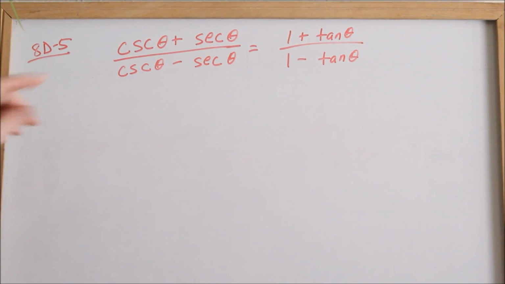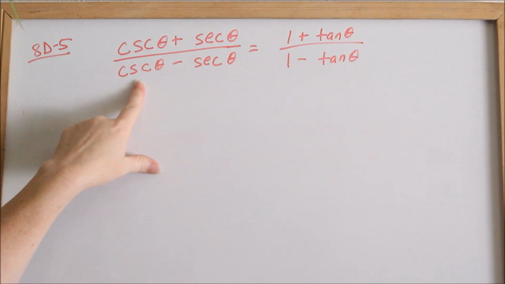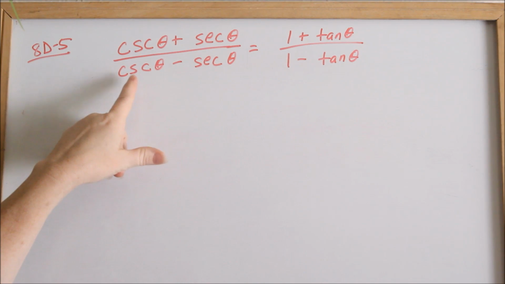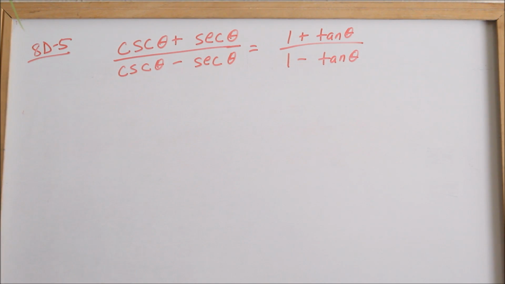Alright, now we're looking at 8D5. Some proof problems are longer than others, some are shorter than others. So here we have this. I'm going to work with the left side first. And again, I haven't worked this out ahead of time because I want to be thinking about it as I'm working it so you can hear how I think about working this, okay? So I'm just going to start changing the left side, and again, the general rule is usually to change everything into sine and cosine, okay?